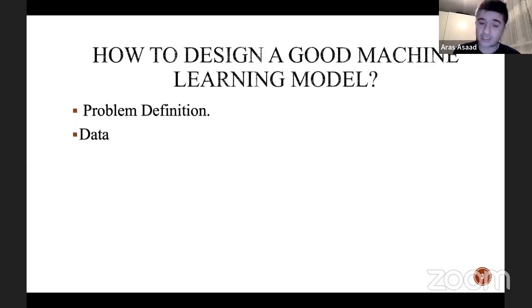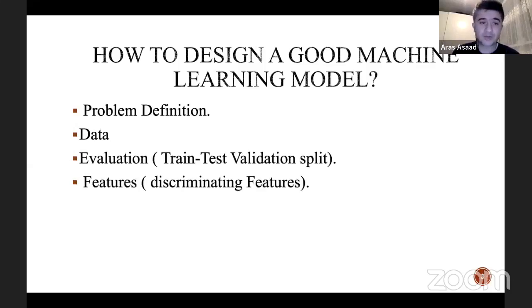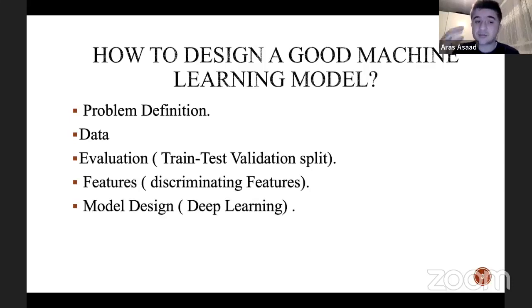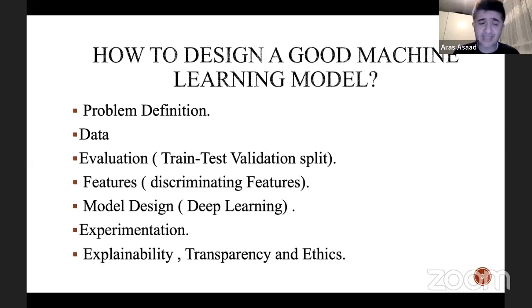Then the data, what does the data look like? Then the evaluation, then the features, and only then you have the model design, and specifically I will be focusing on deep learning architectures. Then of course experimentation, how do you go about your experiments? And at the end, is it important for your model to be explainable and transparent? What about the ethics? Are you designing something which is legal and trustworthy? Are you not violating any privacy regulations?